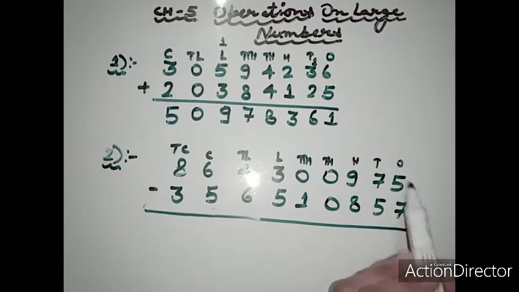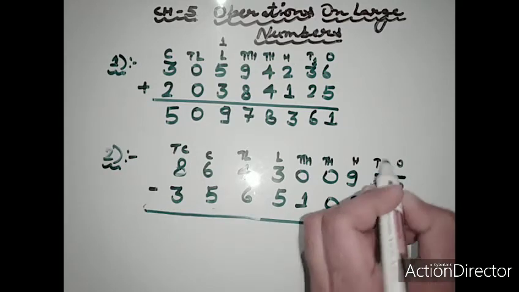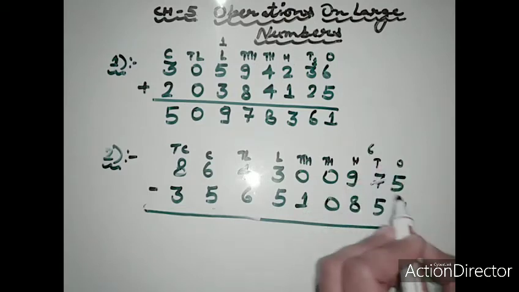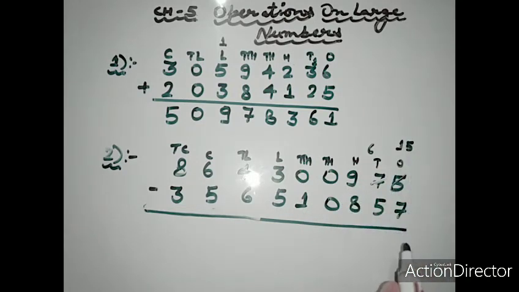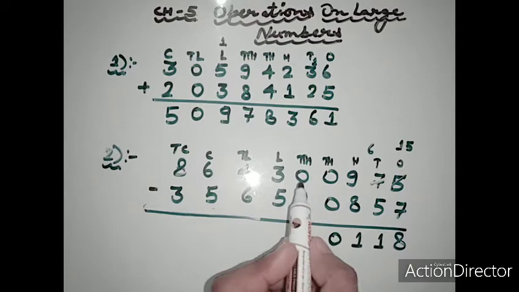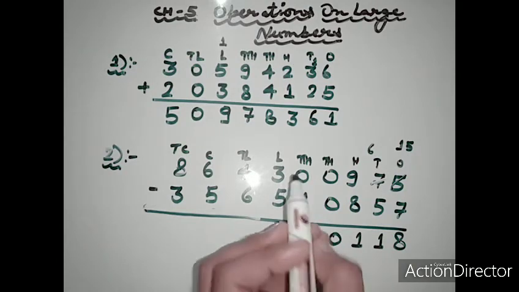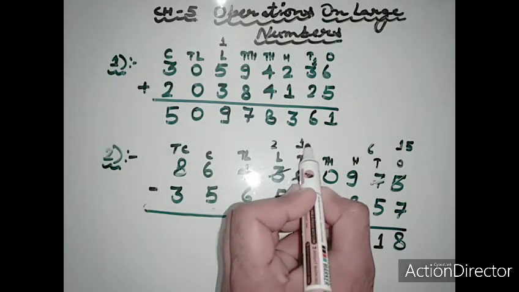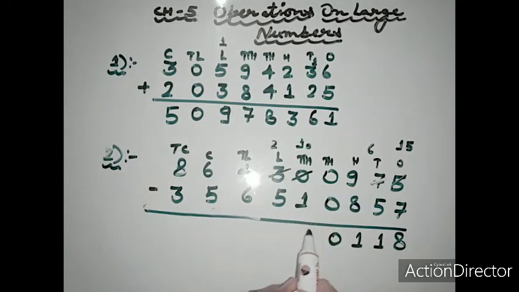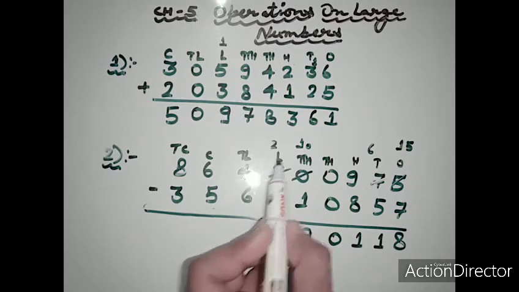Now we subtract these two numbers here. So here we take one borrow from here. So this number changes, the 6 is left here, right? And this number changes into 15. Now 15 minus 7, 8. 6 minus 5, 1. 9 minus 8, 1. 0 minus 0, 0. Now we take one borrow from here. So this number changes into 2 and this number changes into 10. Now 10 minus 1, 9.